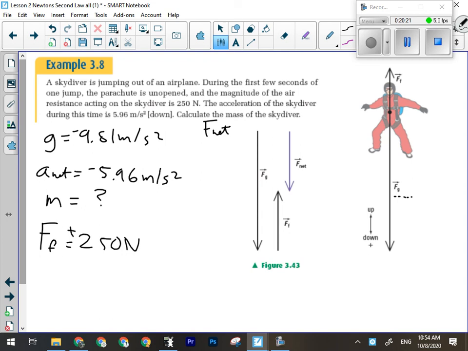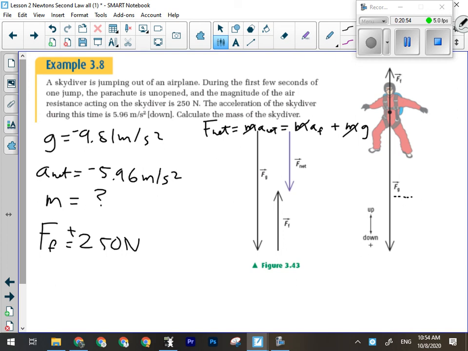F net equals mass times the acceleration net, and that's going to equal mass times the acceleration due to friction plus mass times the acceleration due to gravity. Since mass of the skydiver's in every one of those terms, we can cancel it off and do a differential acceleration type problem, right? I need to find the acceleration due to the force of friction, and then I can go from there using the force of friction to calculate his mass.